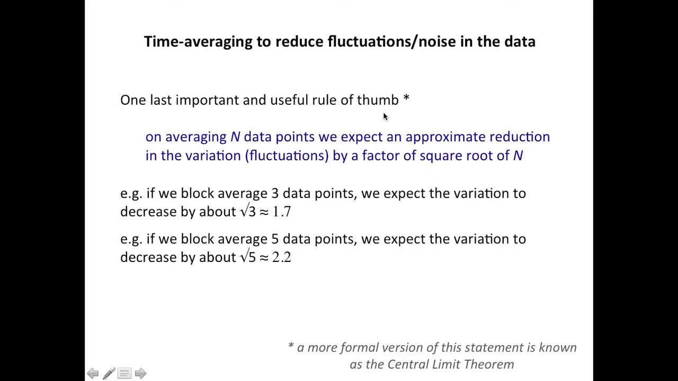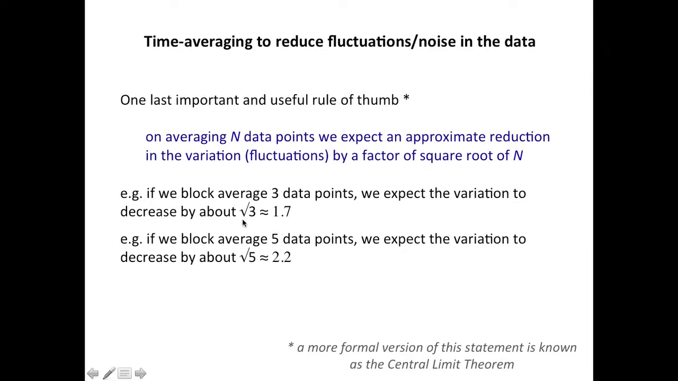Now, formally, this is a version of something called the central limit theorem. It's not universally true with fluctuating data, but it's a very good rule of thumb, and very often it gives you a very quick way to approximate what happens when you start averaging data. And the rule of thumb is that if I average a number of data points, let me say I have n data points, then the amount of fluctuation will be reduced by a factor of the square root of n.